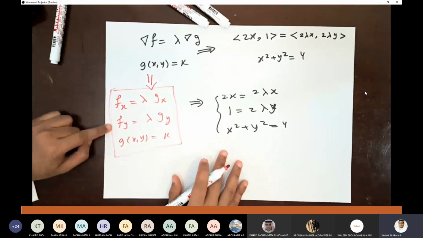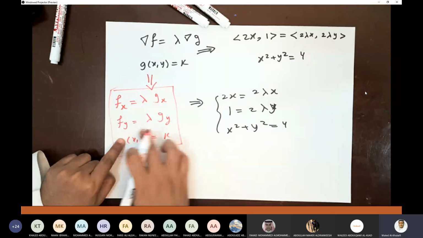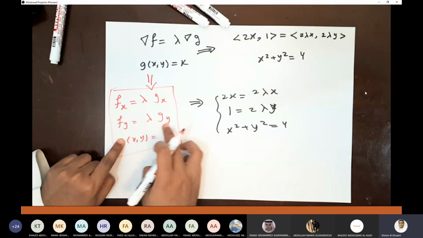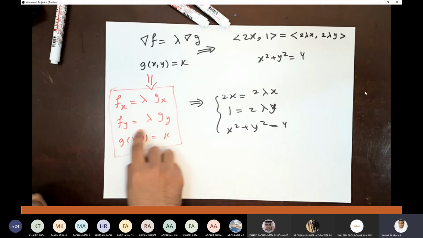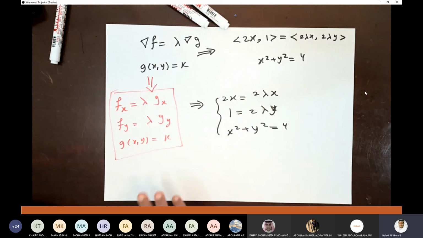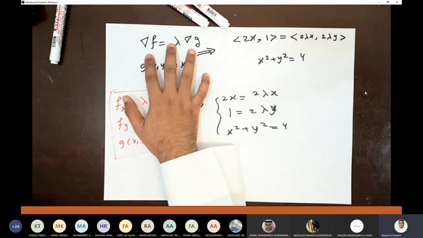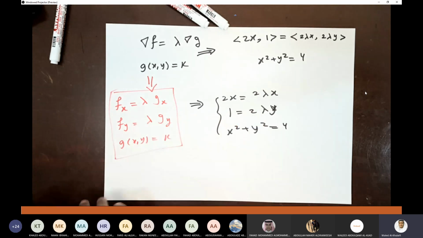If you are talking about 2 variables, of course, this is it. If you're talking about 3 variables, you're going to have a third equation, f with respect to z equals lambda g with respect to z. A fourth equation, another one. But talking about 2 variables, this is exactly what we have. So later, when I write this, I directly jump to this one.